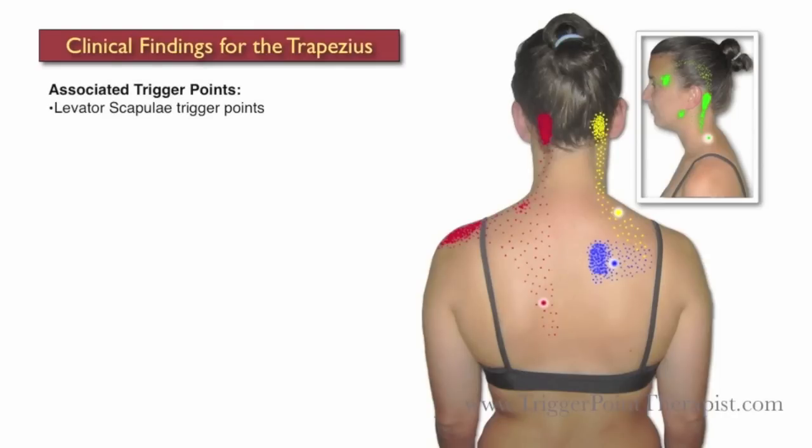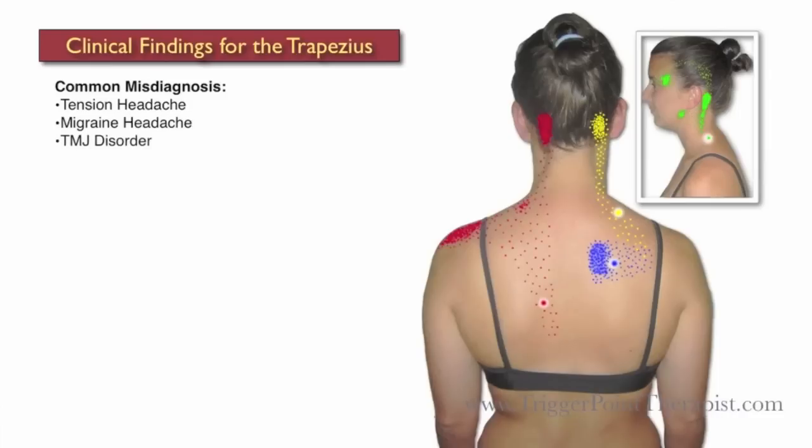Trigger points associated with the trapezius trigger points include levator scapula, pectoralis major, and scalene trigger points. Clients with active trigger points in the trapezius muscle are commonly misdiagnosed with tension headache, migraine headaches, and TMJ disorder.